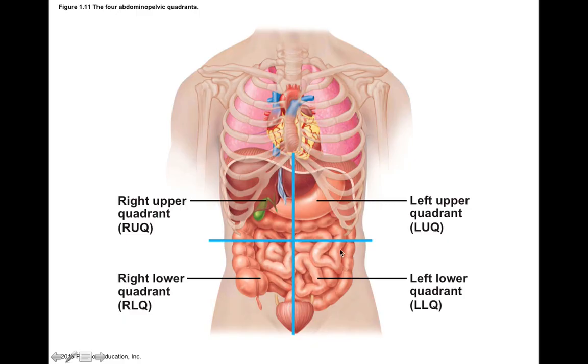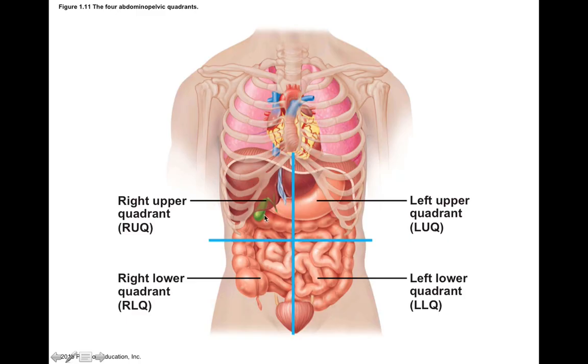Left lower quadrant contains a lot of small intestine and the distal part of the large intestine. And then the right lower quadrant contains also a lot of small intestine, as well as the proximal part of your large intestine, as well as the vermiform appendix, which is here. That's your appendix. It's a little extension of the cecum, which is the beginning of your large intestine.